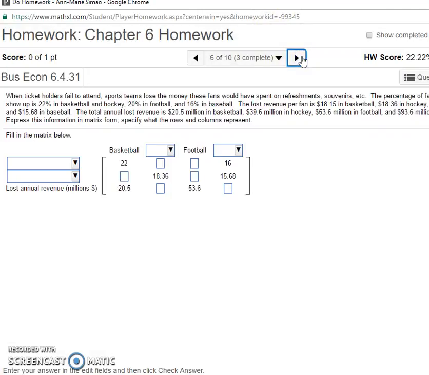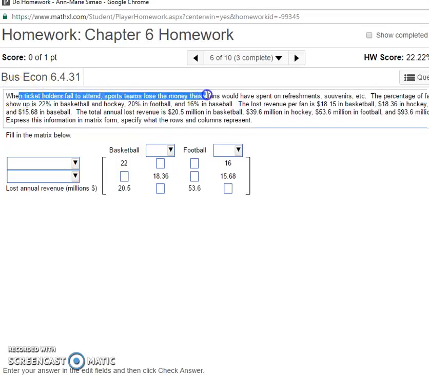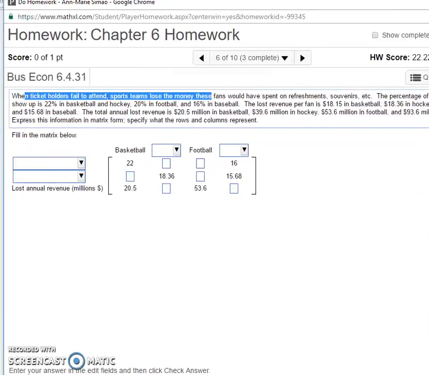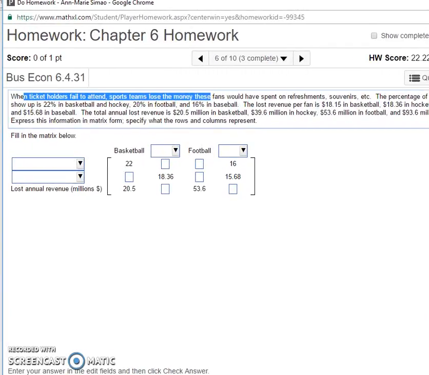You then also need to set these up. When a ticket holder has failed to attend, sports teams lose money by these fans not spending money on refreshments and souvenirs. So what we need to do here is, they want me to do the percentage of fans who don't show up: 22% in basketball and hockey, 20% in football, and 16% in baseball.